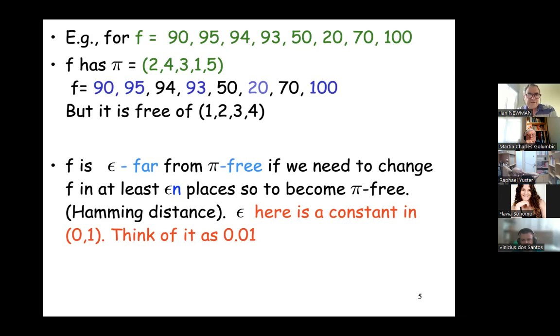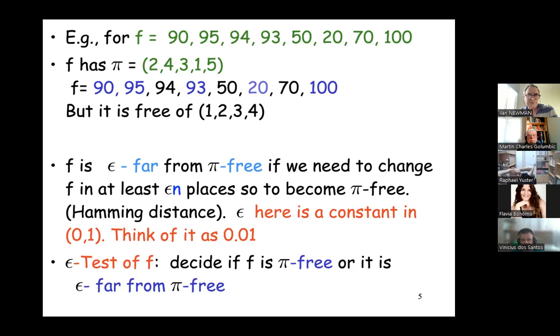We say that f is epsilon far from being pi free if we need to change f in at least epsilon n places so as to become pi free. So here you should think about epsilon as a small constant. For the rest of the talk, you can take it as, say, 0.01. It's just a fixed constant, does not depend on n, could be much less than 1 over k, but it doesn't matter. Okay, so this is what being epsilon far is, and now we can go on.